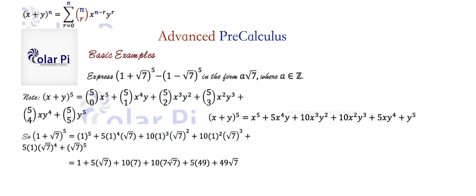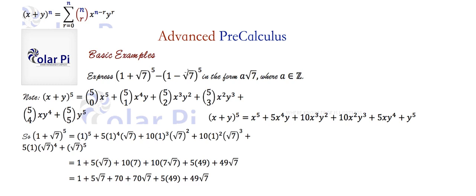And this can be simplified even more: 10 times 7 is 70, and 10 times 7 root 7 is 70 root 7. But this 5 times 49, I'm just going to leave as 5 times 49. You'll see why. So this next line is the most simplified we can get the binomial (1 plus root 7) to the fifth power, here in its expanded and simplified final form.